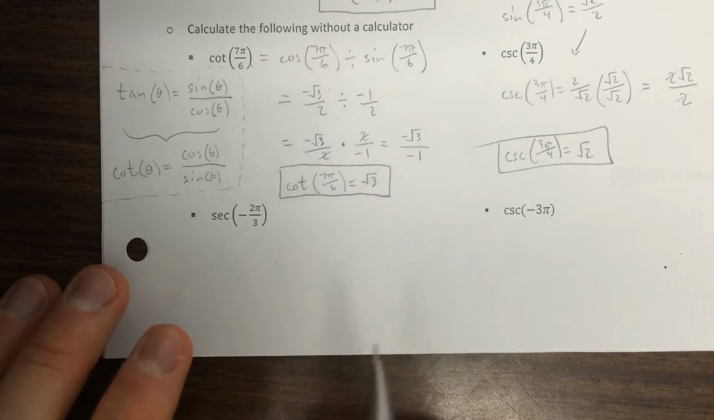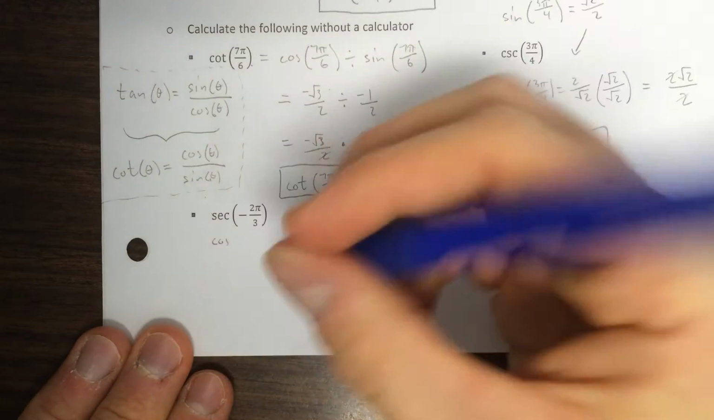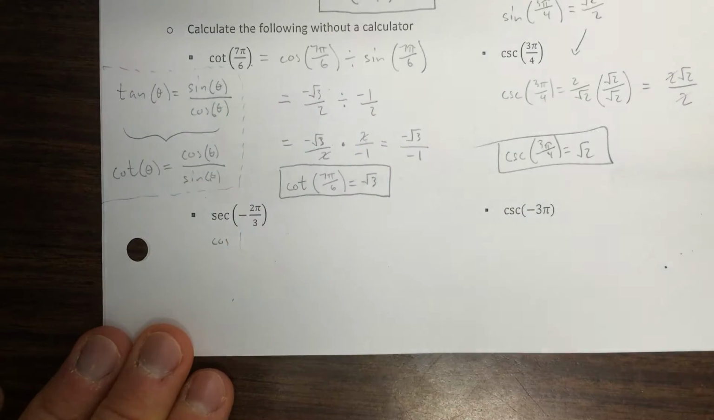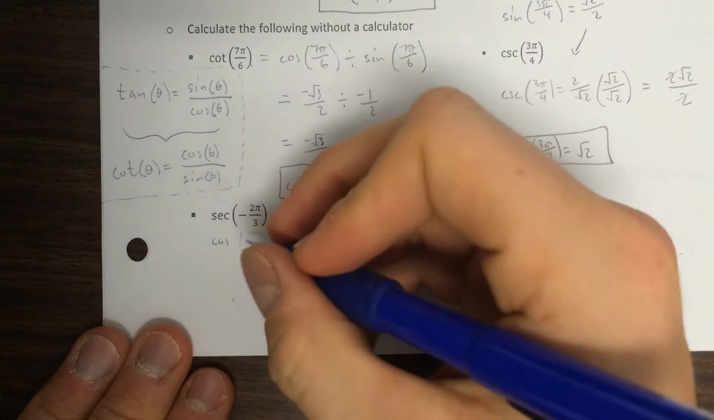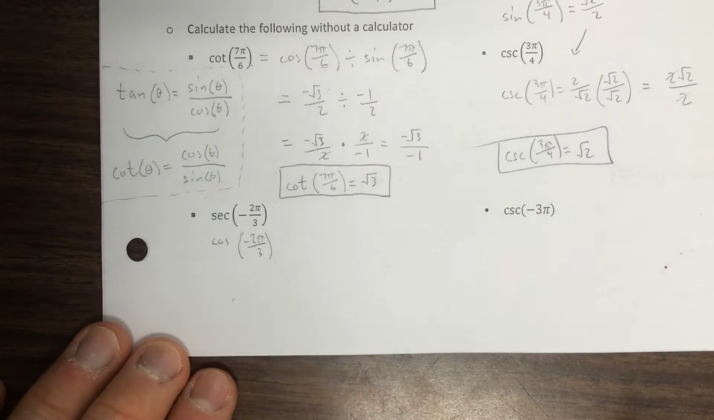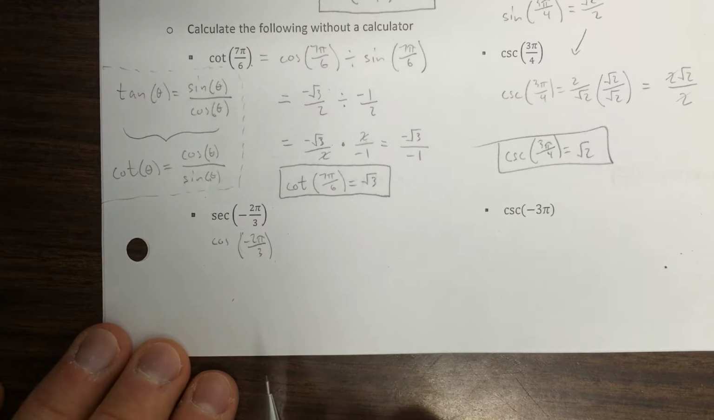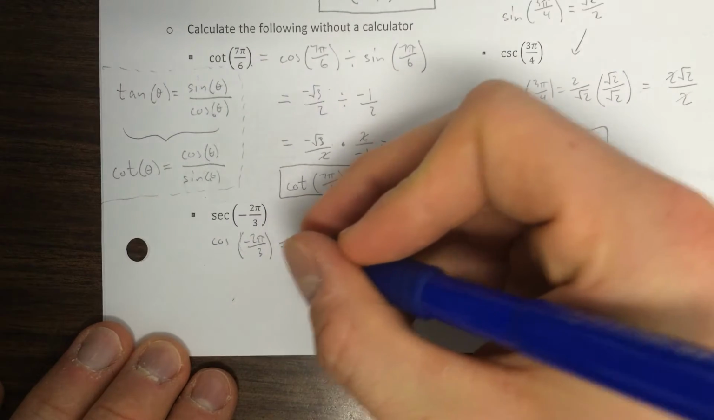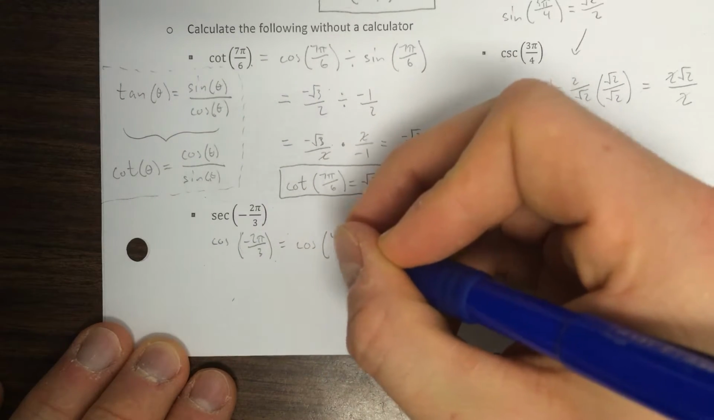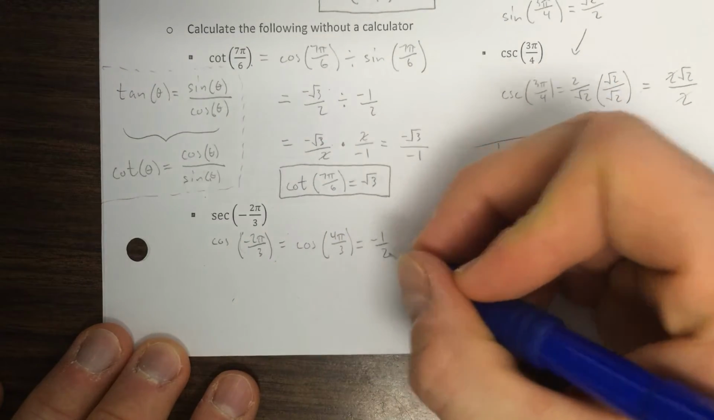Secant, if you look above, hopefully you're taking notes, is related to cosine. So I'm going to start by saying cosine of negative 2 pi over 3. This is where we start getting into the coterminal angles. If you look at 2 pi over 3 in your unit circle, that's in your second quadrant. If we were to reflect it to get the negative, you would reflect that into the third quadrant, and our coterminal angle is 4 pi over 3. So cosine of negative 2 pi over 3 is the same thing as cosine of 4 pi over 3, which is negative 1/2.